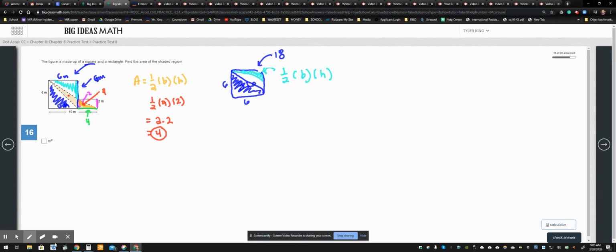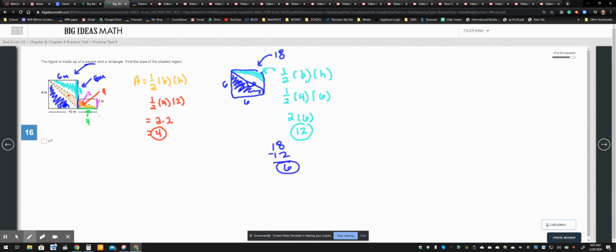Now in order to find this piece here, we take the full 6 and minus the 2, so that's going to be 4. So we have 1/2 times 4 times 6, or 2 times 6, which is 12. So we have that this blue piece in here is 12. So we can take the 18 minus the 12, and we're going to end up with 6.